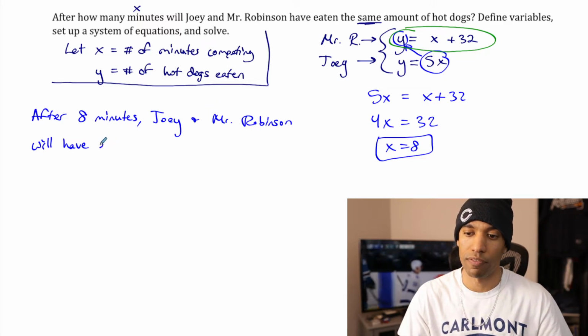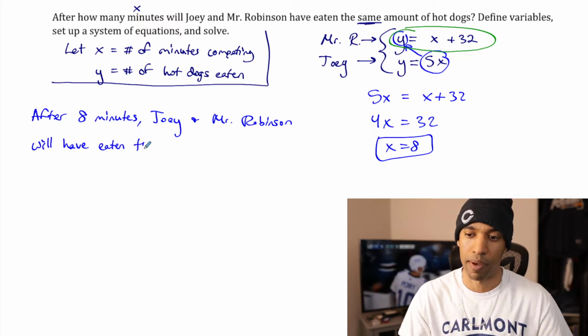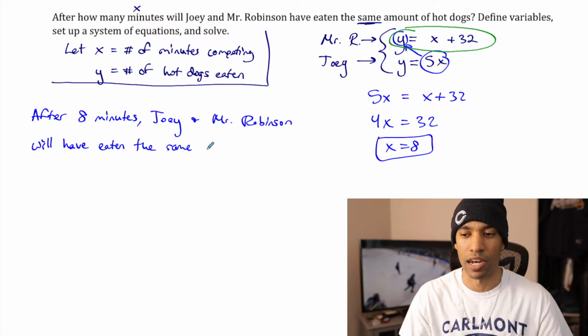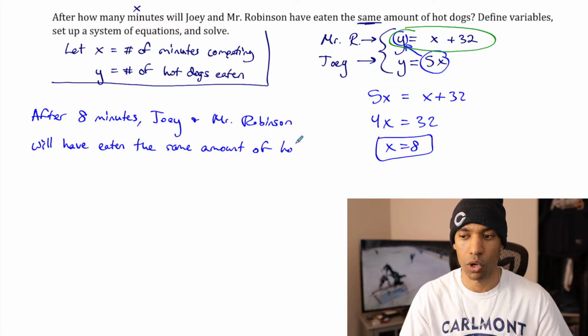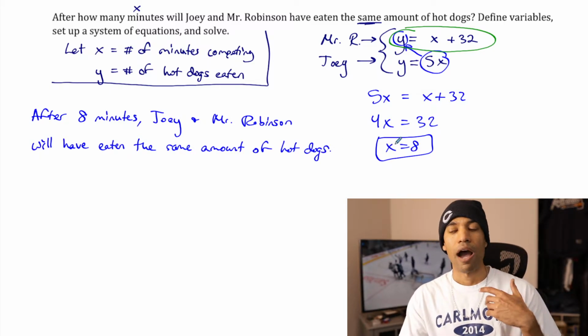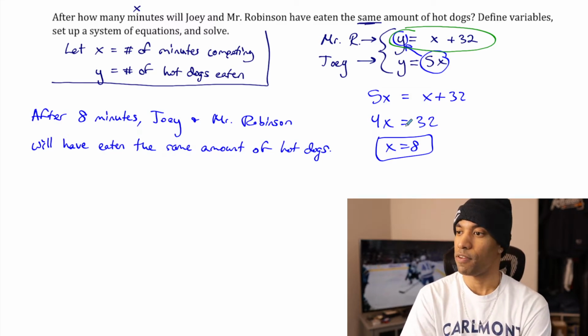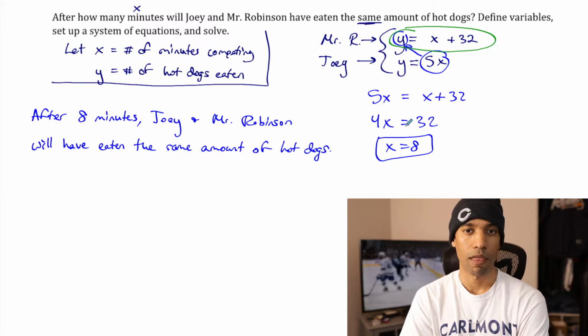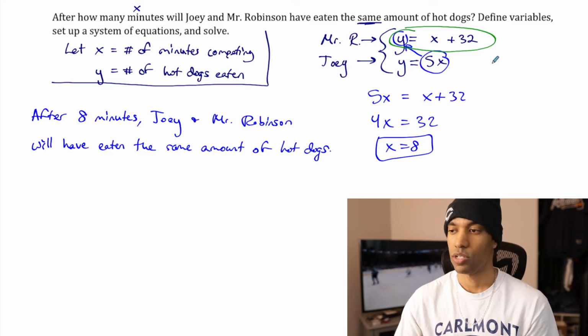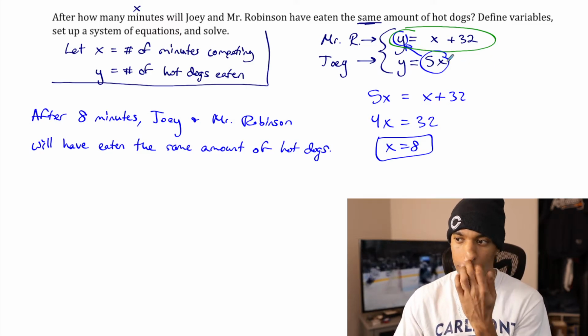Joey and Mr. Robinson will have eaten the same amount of hot dogs. Now, what is that number? Let's check that, and let's make sure we did it correctly. How do we check? We'll figure out how many hot dogs Joey will have eaten after 8 minutes. If he eats 5 hot dogs a minute, 5 times 8 is 40. You can check, you can substitute, right? That's how we solve a system of equations.